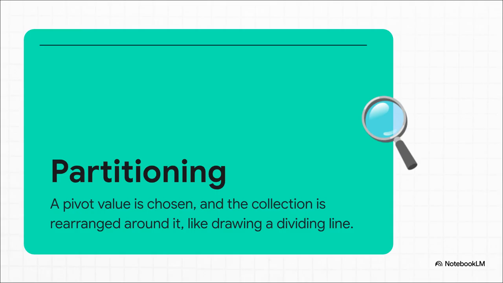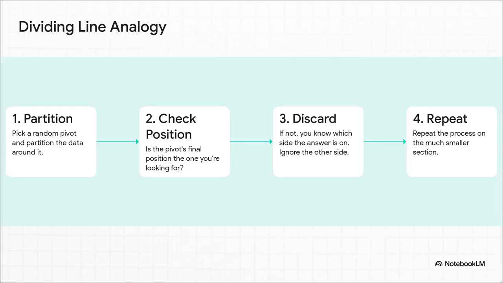You just pick one random element from your collection, we'll call it the pivot, and then in a single pass, you rearrange the entire collection so that everything smaller than the pivot is on one side and everything larger is on the other. It's literally like drawing a line in the sand. So here's the play-by-play. You pick that random pivot and you draw your dividing line. Then you just check where it landed.